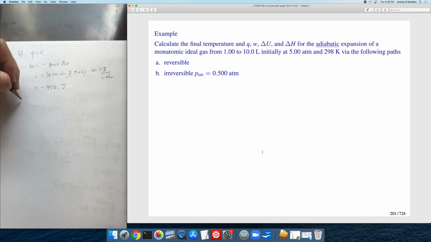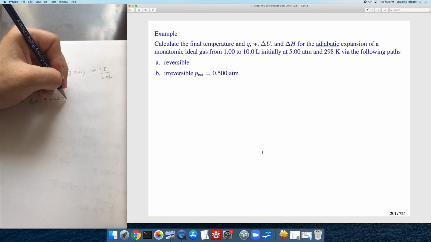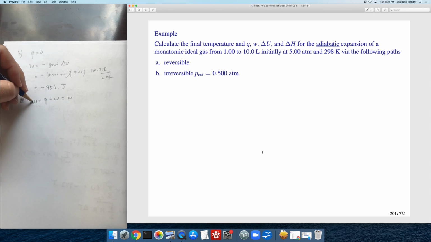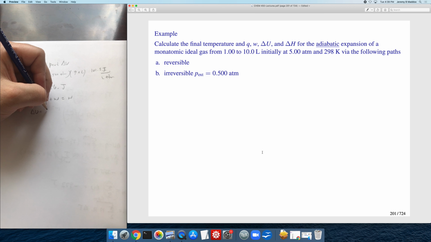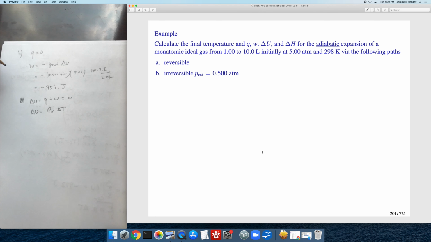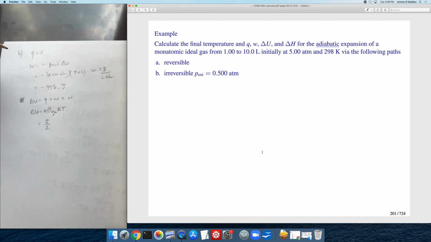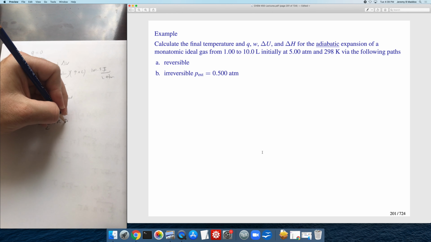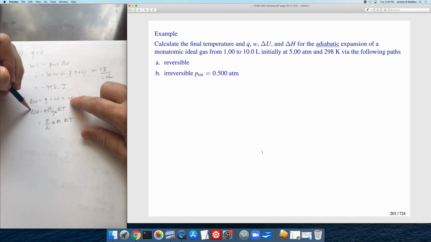We still have the relationship that in this problem, we'll just use the first law, delta U equals Q plus W. Q equals 0, so delta U equals W, but we also have that delta U equals CV delta T. We'll write it as N CV,m delta T. And so that's, for this monatomic ideal gas, 3/2 NR delta T. So we can use the value of work, which equals delta U, to calculate the final temperature.